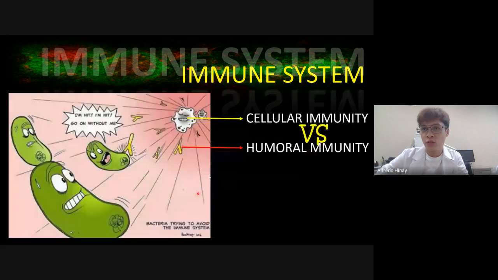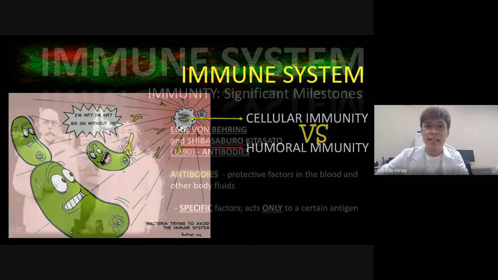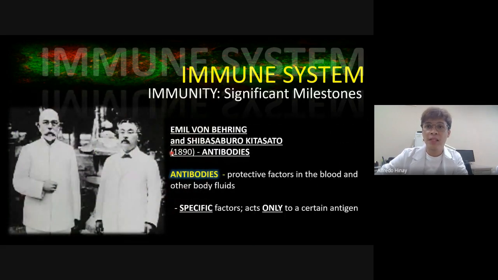With antibodies kasi na-mention ko na yung humoral immunity here, which is antibodies. Then you have Emil von Behring and Shibasaburo Kitasato. It was in the 1890s when they described and characterized antibodies. Antibodies are protective factors in the blood and other body fluids. Ibig sabihin niyan guys, the antibodies are not only seen in your blood, but they can also be seen in your other secretions or body fluids. For example, tears contain antibodies. Of course, it's not IgG or IgM, but it's more on the IgA.